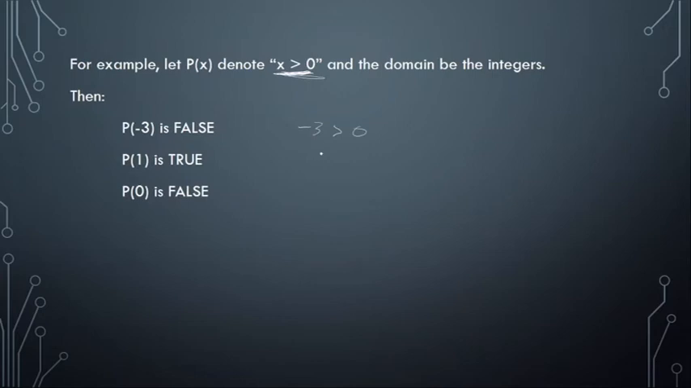So is 1 greater than 0? Yes, so it will return a value of true. Here it is false, because all negative numbers are less than 0. Then, is 0 greater than 0? Also false, because 0 is equal to 0. So that is the predicate x is greater than 0.